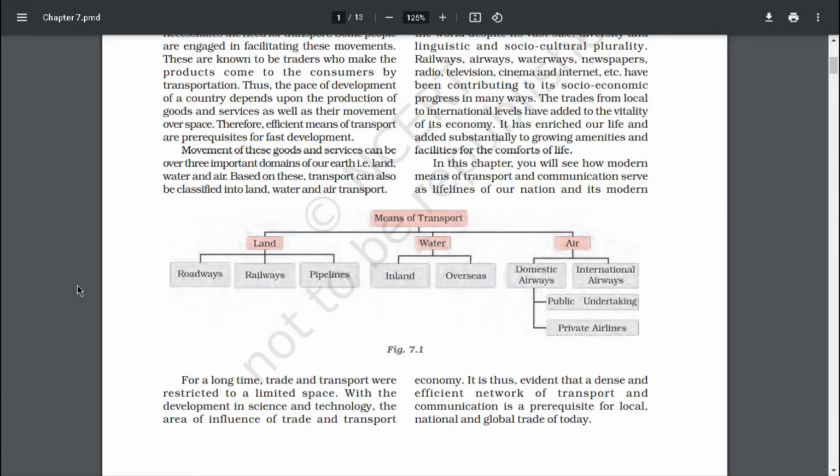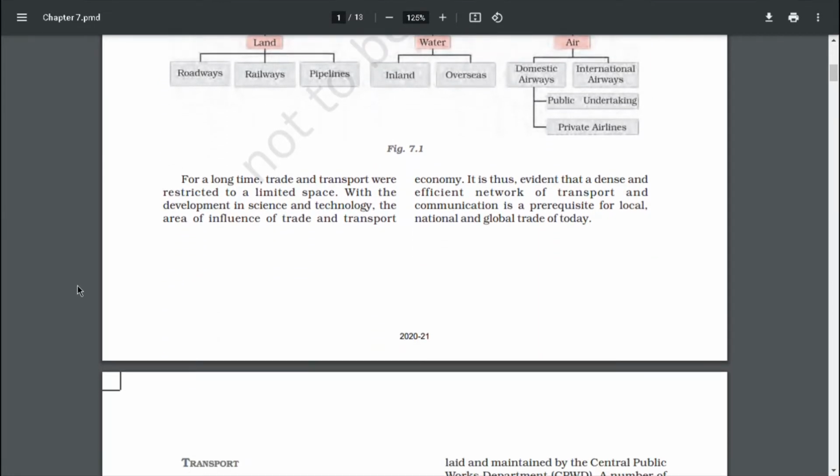In this chapter, you will see how modern means of transport and communication serve as lifelines of our nation and its modern economy. It is thus evident that a dense and efficient network of transport and communication is a prerequisite for local, national, and global trade of today.